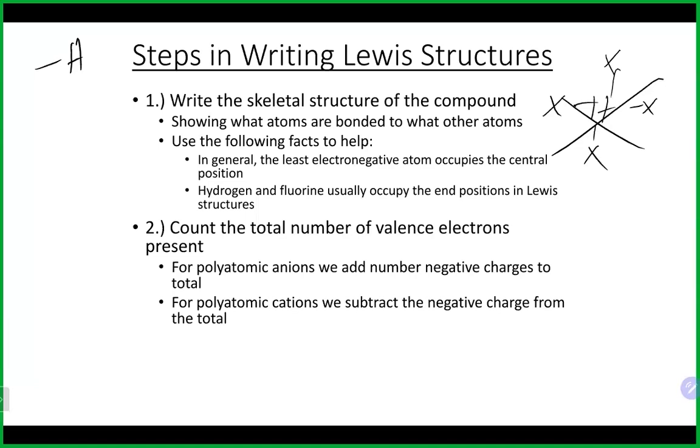So if we have somebody that has a negative charge, we need to add to our total. So if you have a negative overall charge, we need to add those electrons to our total. And if we have something with a positive charge, we need to subtract that positive charge from the total. So you do have to adjust it. Again, if you don't do that, you will be off. You'll have not enough electrons or too many electrons, so you do need to adjust it. If it's obviously neutral, you don't have to worry about that. You just have to get all of the valence electrons.